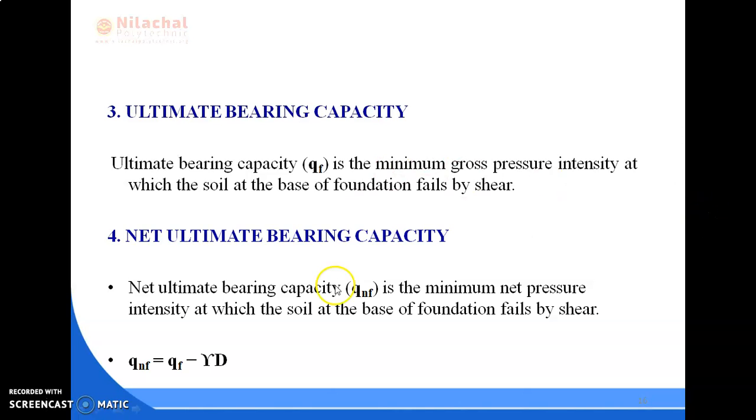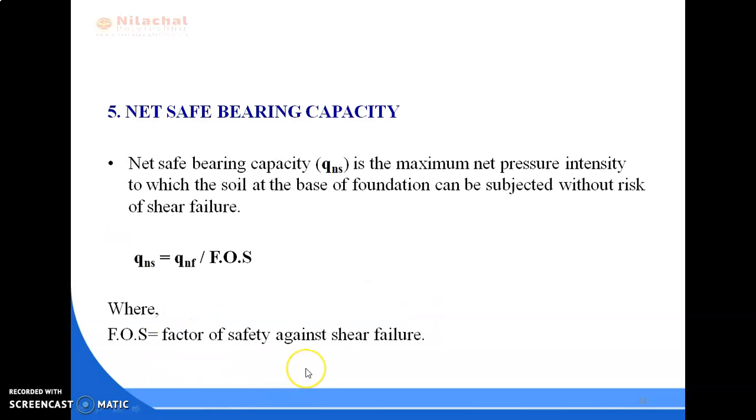It is the gross pressure intensity at which soil fails, but for net pressure intensity, the soil fails at minimum net pressure intensity. So mathematically qnf equal to qf minus gamma into D.